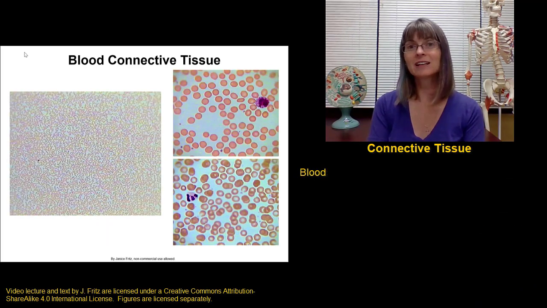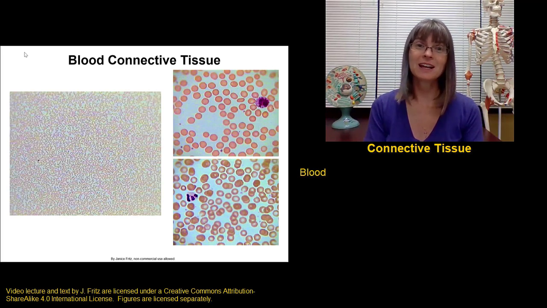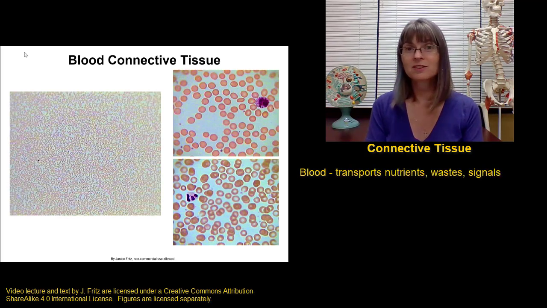The last of the connective tissues I want to talk about is blood. Blood is considered a connective tissue. Its main function is not so much to provide structural support, but it definitely provides support in the way that it transports the necessary materials. It transports signals, nutrients, and wastes to and from all the different parts of the body.